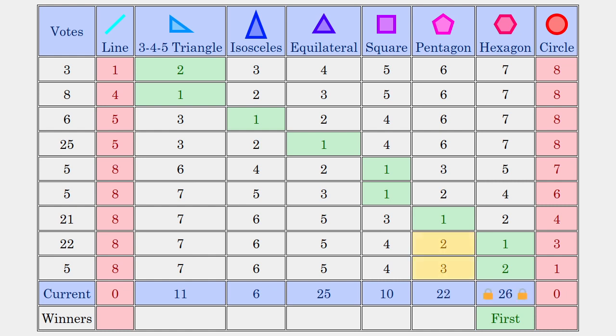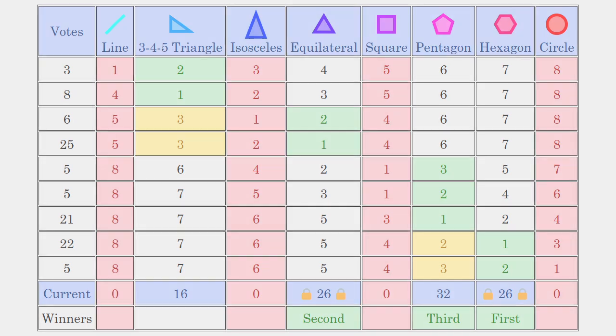Next, the isosceles triangle is eliminated, and its votes are transferred to the equilateral triangle. The equilateral triangle is then elected, 26 votes are removed, and the remaining 5 votes are transferred to the 3-4-5 triangle. Next, the square is eliminated, its votes transfer, and finally the pentagon is elected. As such, the 3 shapes elected are the hexagon, the equilateral triangle, and the pentagon.